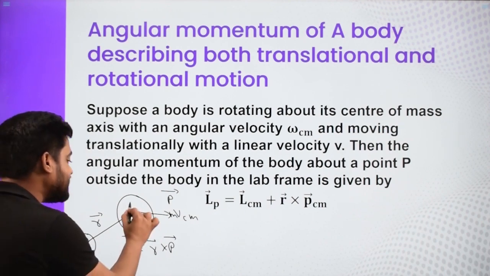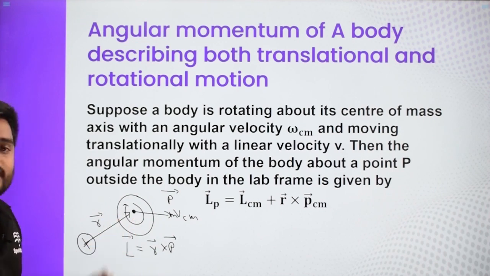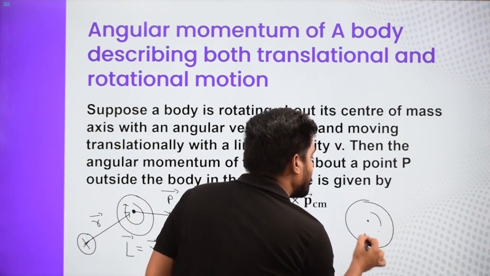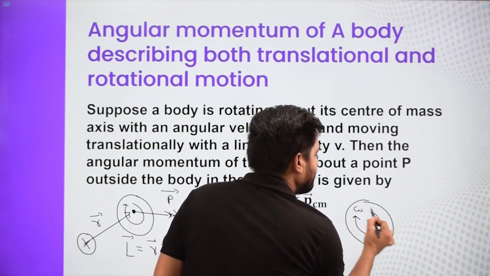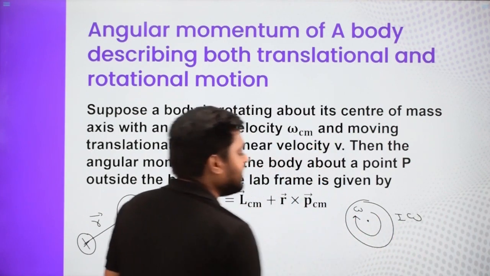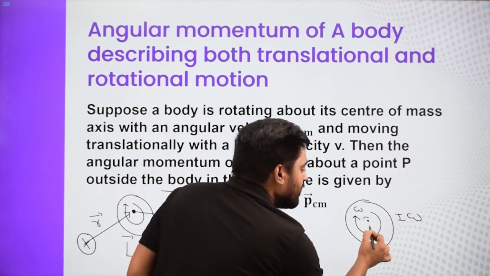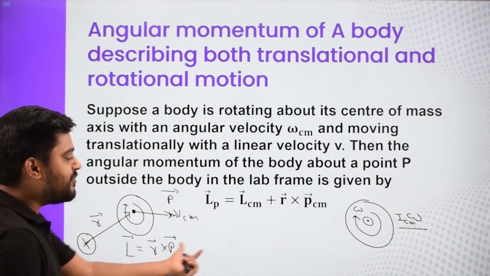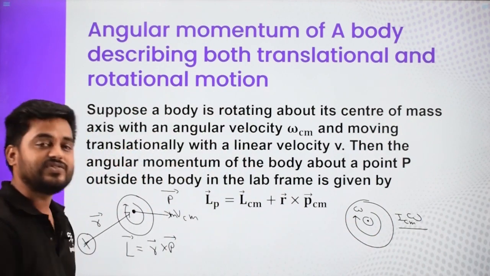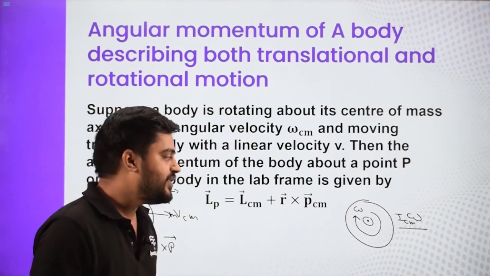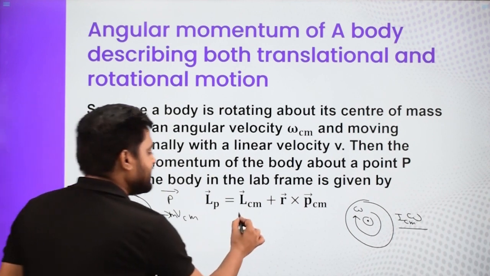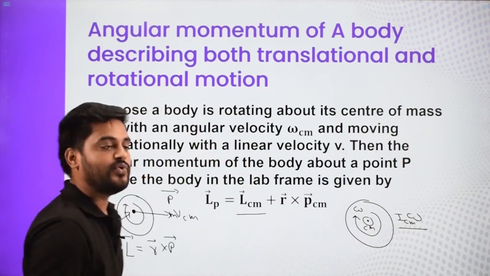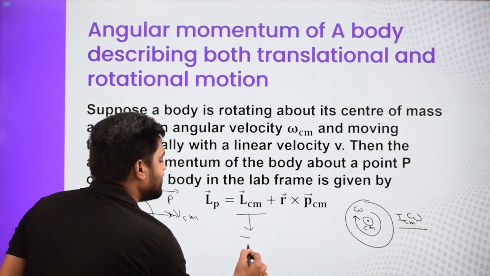But what if this object is rotating also? If it is rotating also, then we already know that angular momentum about this axis is given by I omega. But which I do you have to use? You have to use the moment of inertia about center of mass. When the object is doing both motions, both angular momenta will add up. So this LCM is angular momentum about its center of mass, which is ICM into omega.